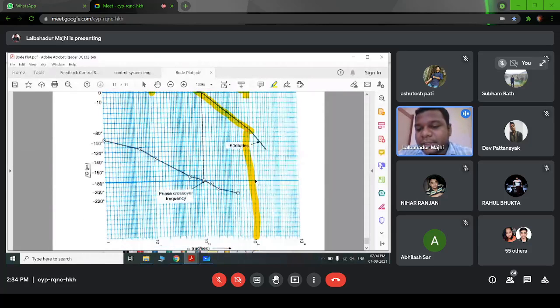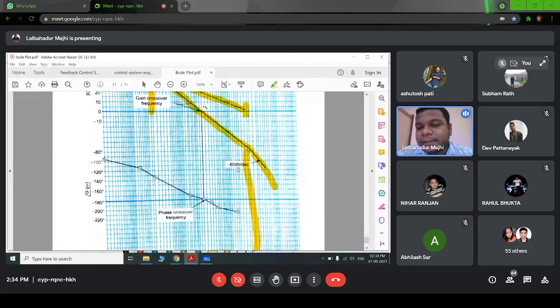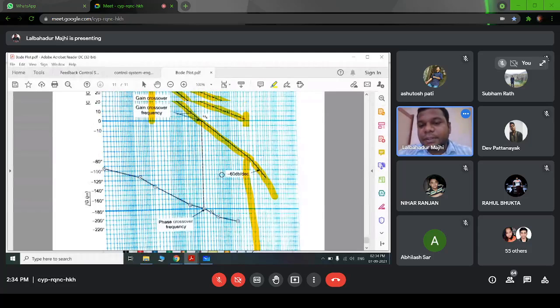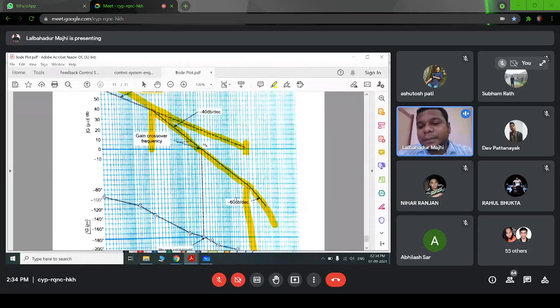The next corner frequency, 10 to the power 3 or 1000, also belongs to a pole. So we have to add another asymptote with minus 60 dB per decade, because it also belongs to a pole. The final slope will be minus 60 dB per decade because we have a total of 3 poles.